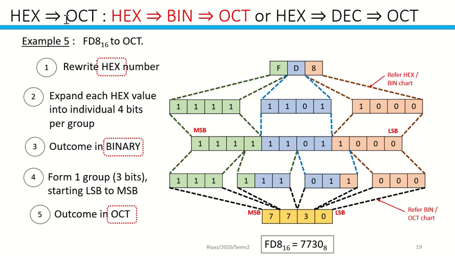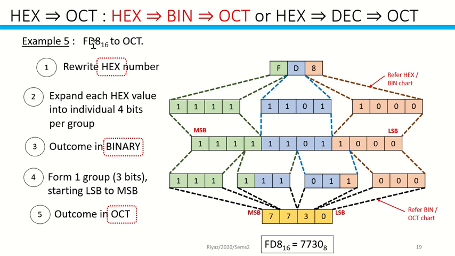So for hexa to octa, there is no direct route. You need to go either from hexa to binary, binary to octa, or hexa to decimal, decimal to octa. But to ease the situation, I always use hexa to binary, binary to octa. So it's much easier and easier to represent.